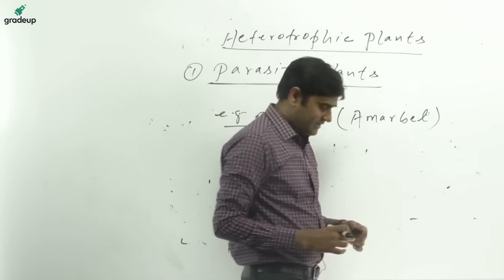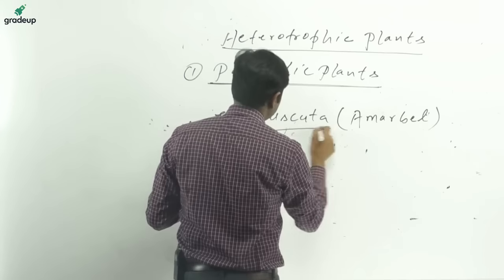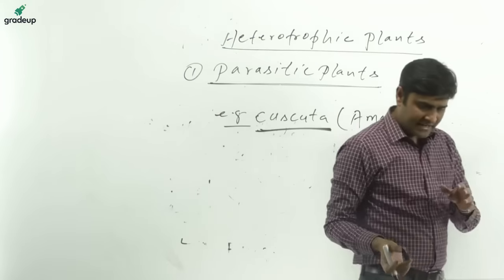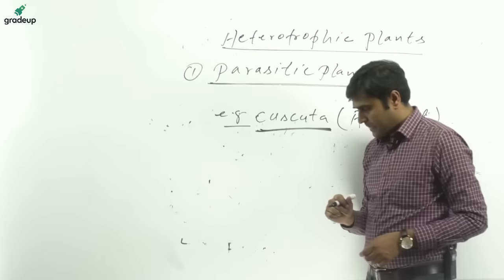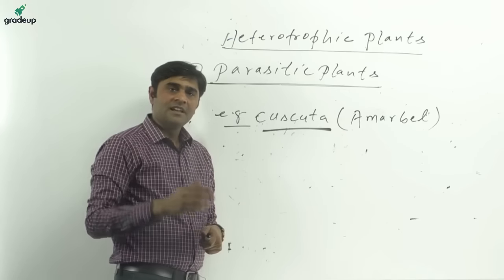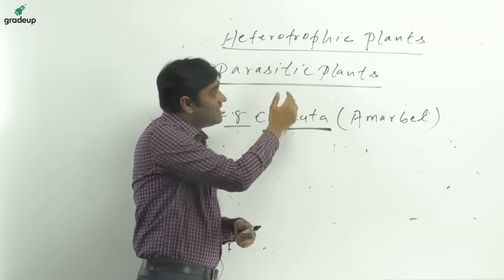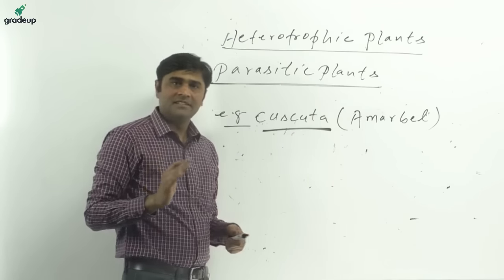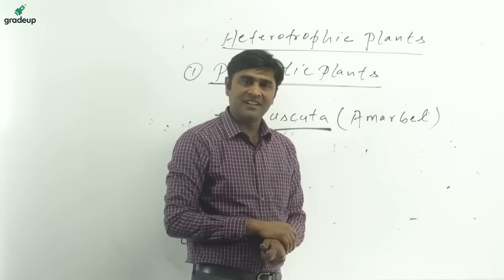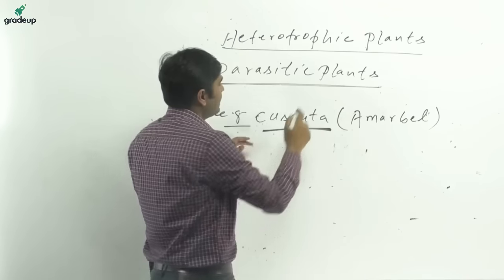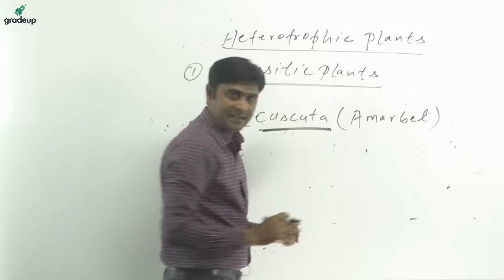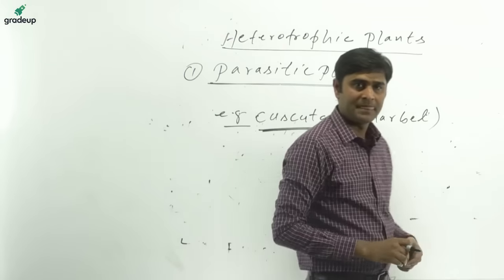So, very simple question is, which of the following is a parasitic plant? Answer is Cuscuta. But this question can also be asked like this: Cuscuta is a parasitic plant, stem parasite or root parasite? It is a stem parasite or root parasite. But another question, guys, we all know that Cuscuta is a parasitic plant, but is it a stem parasite or root parasite?